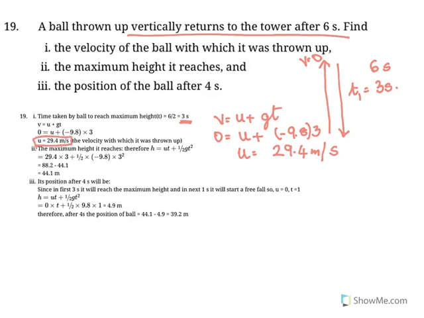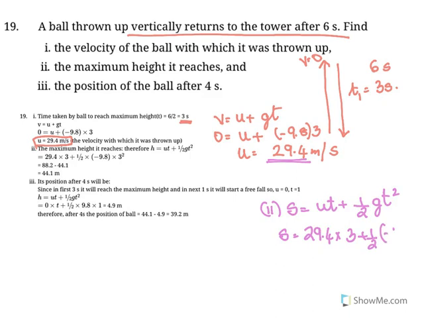In the second part of the sum, we need to find the maximum height. To find the maximum height, we use the formula s equal to ut plus half gt squared. So u we already found here is 29.4. Time we know is 3. 3 to go up, 3 to come down, so total time 6. Half, and we know the g is minus 9.8. 3 squared. You work this out and you get the answer 44.1 meters. So here is 44.1 meters.